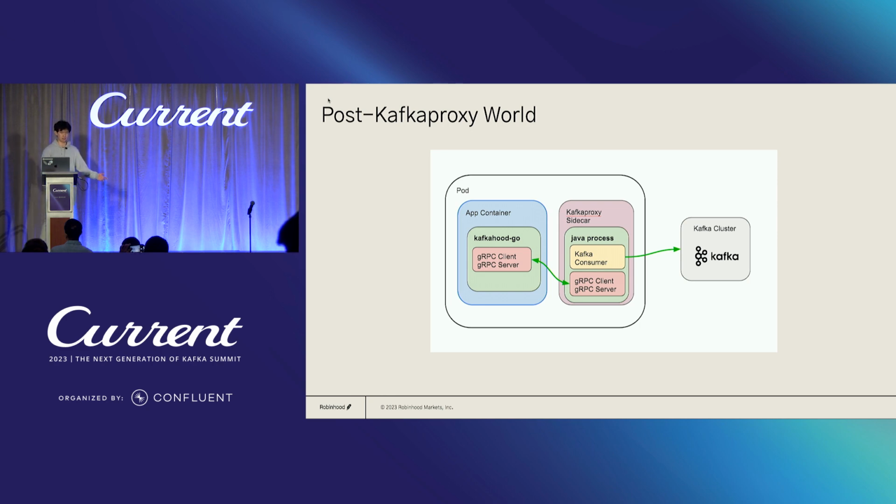And so in the sidecar, we have this Java process running. It instantiates this Java consumer on demand from the application container. And that's the one that's responsible for fetching things from Kafka brokers, and it relays that back to the application container over gRPC. And we'll go into more detail on the client-server interactions between both of these containers a little bit later.